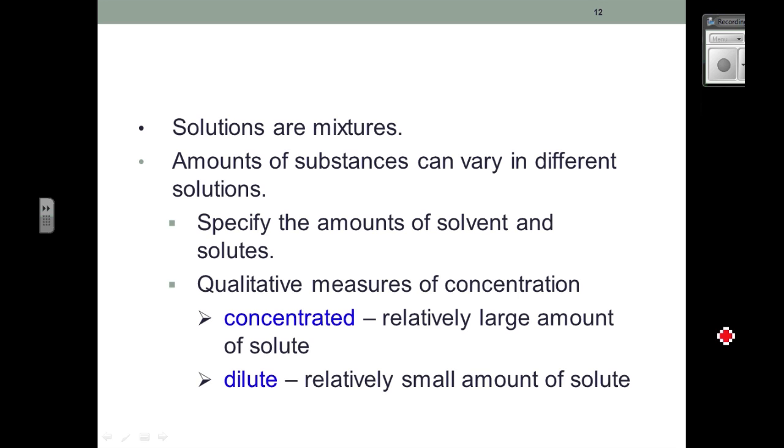A concentrated solution means we have a large amount of solvent or solute. You tell me. Solute. Good. Concentrated means we have a lot of solute. So dilute means we have a lot of what? Solvent. Because we have very little solute.